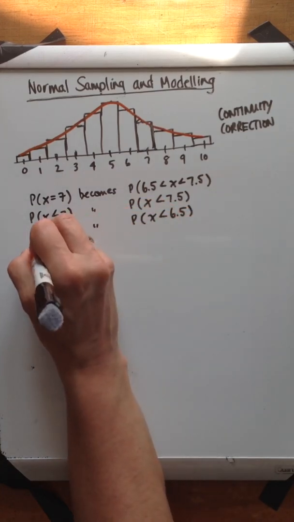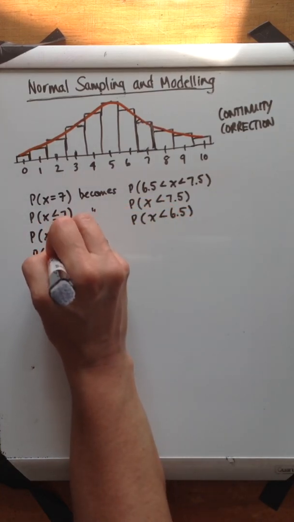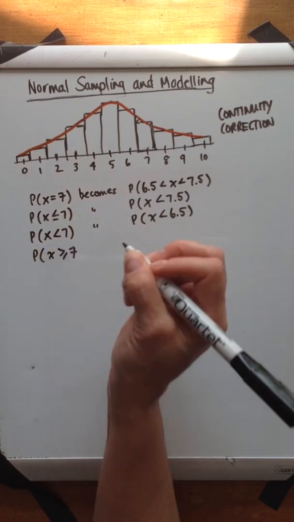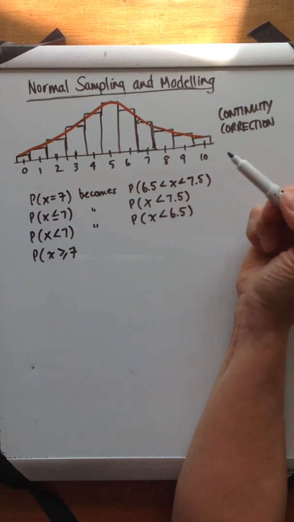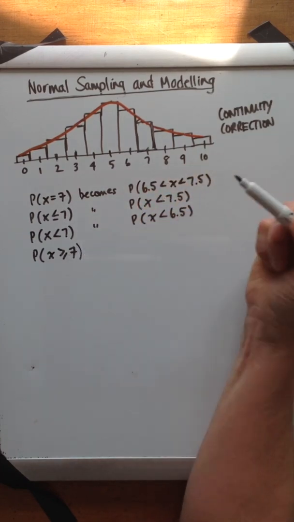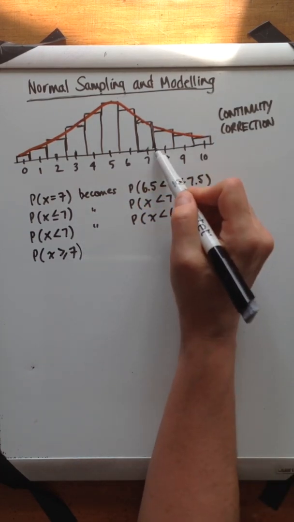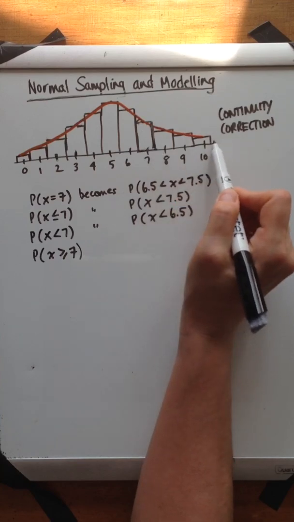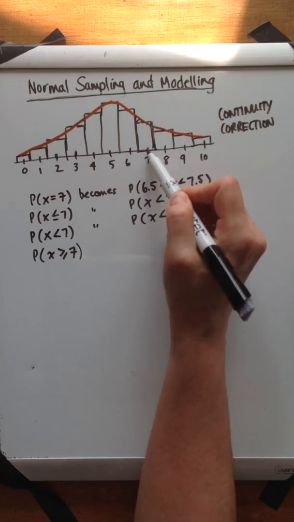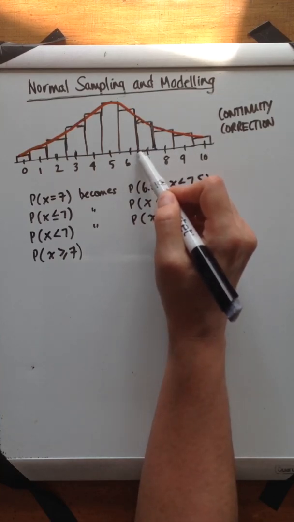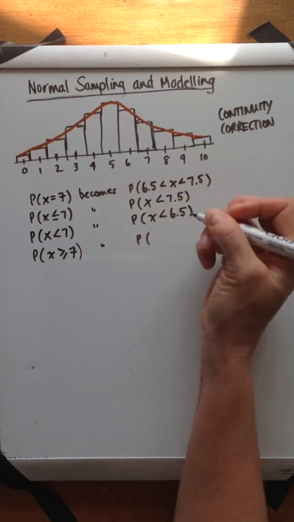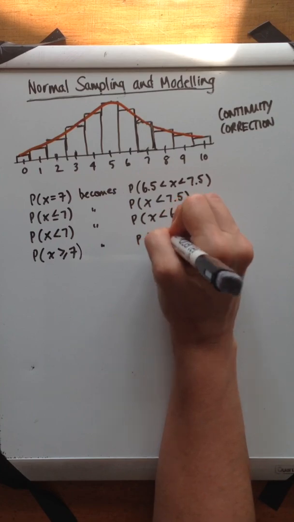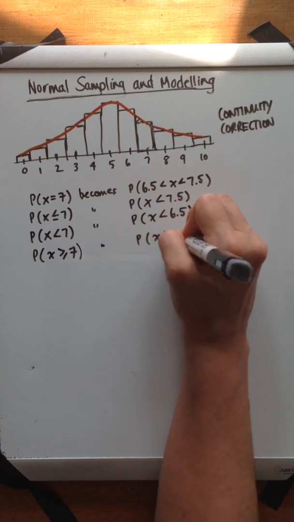Let's look at another one. Let's say x has to be greater than or equal to 7. So here's 7, and I want to go to the right, and I want 7 to be included in the area under the curve. So I'm not going to start at 7.5 and go to the right, because then the number 7 will not be included. Instead, I'm going to have to start at 6.5. So we would translate and change this into the probability of x being greater than 6.5.